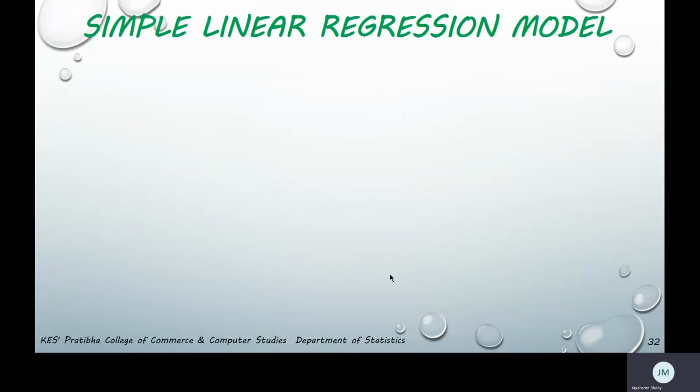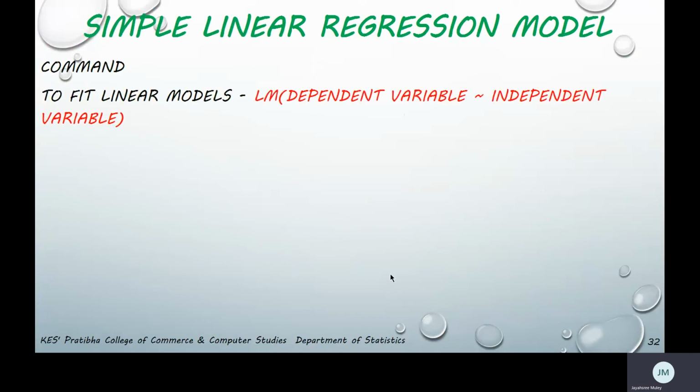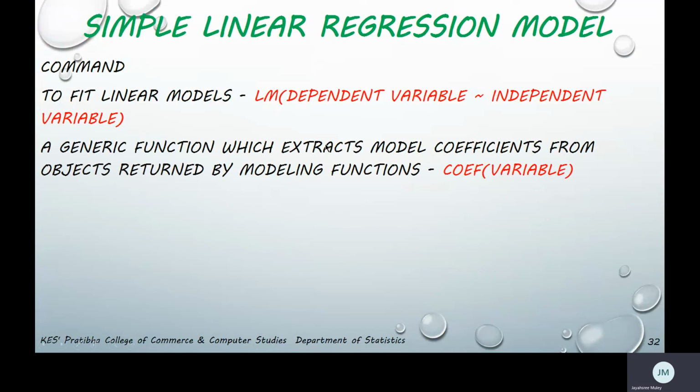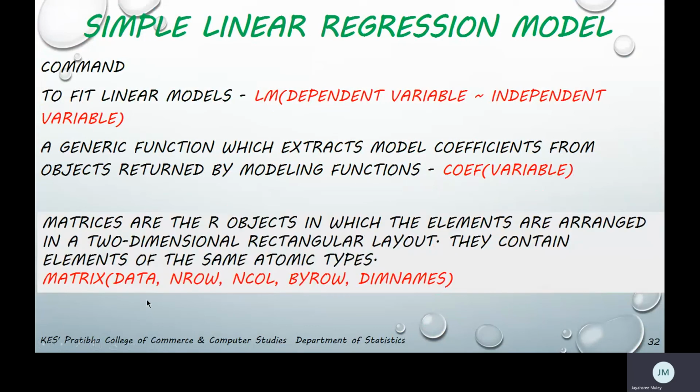Next is the simple linear regression model, which is covered in Model 4. The commands required for the simple linear regression model: we require the LM command, which gives you the linear model. Generally we take the dependent variable as y and the independent variable as x. Then to get the values of the coefficients, that means the intercept and the regression coefficient, we use the COEF command on the variable which is assigned to the LM function. Then we assign a matrix of these values.